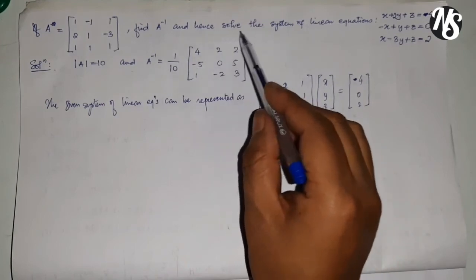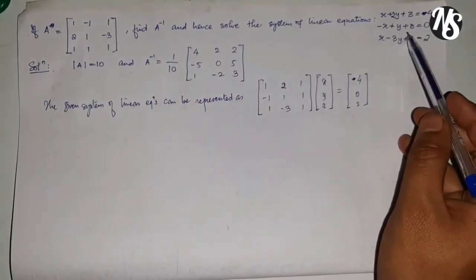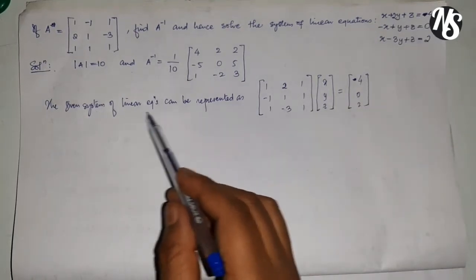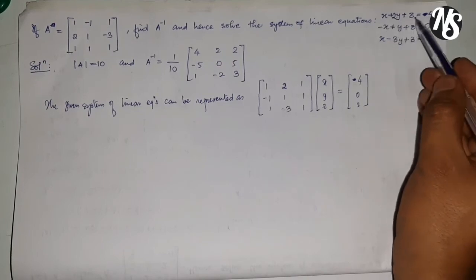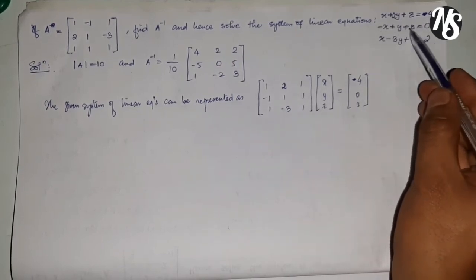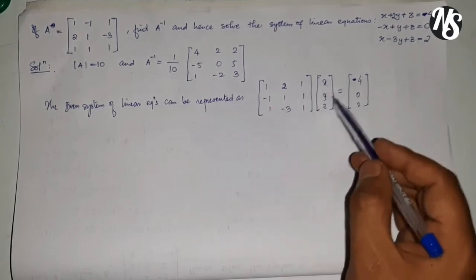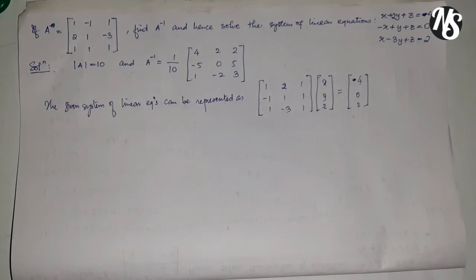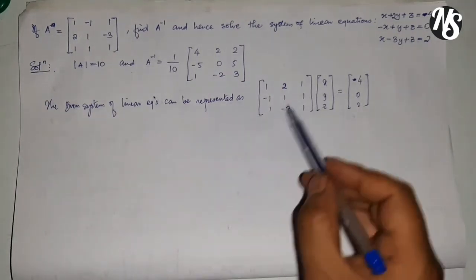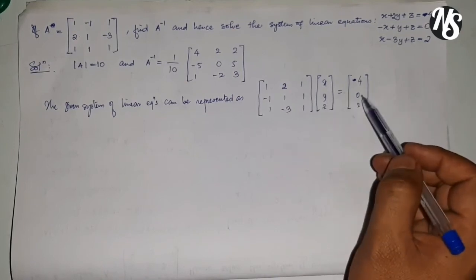And after that, you need to solve this system of linear equations. This linear equation system can be represented in this way, isn't it? 1 2 1, 1 2 1, minus 1 1 1, minus 1 1 1, 1 minus 3 1 is written out here, x y z, and 402 comes here. Now if you observe, in the earlier question I took this to be A, this was x and this was your B.